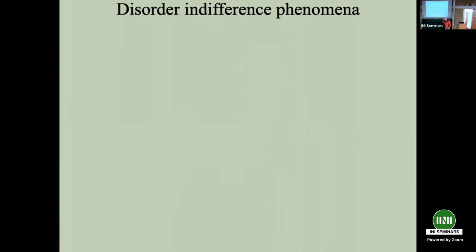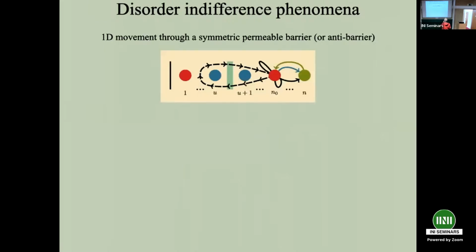Okay, so this one, let me spend a bit of time on this one because it's interesting, and there are still some things that I haven't completely understood. So let's start with a very simple case, 1D. You have a symmetric permeable barrier. If it's asymmetric, it doesn't work. I mean, you don't see that phenomenon. And so just think about that.